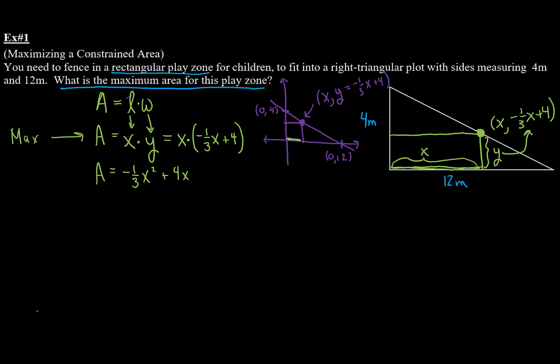Okay, let's take the derivative now of both sides. So I'm going to take the derivative with respect to x of both sides. Although everything's moving around, we're not looking for rates here. So I'm going to get A prime is equal to, the 2 is going to come down, negative 2/3 x to the power of 1 plus 4.